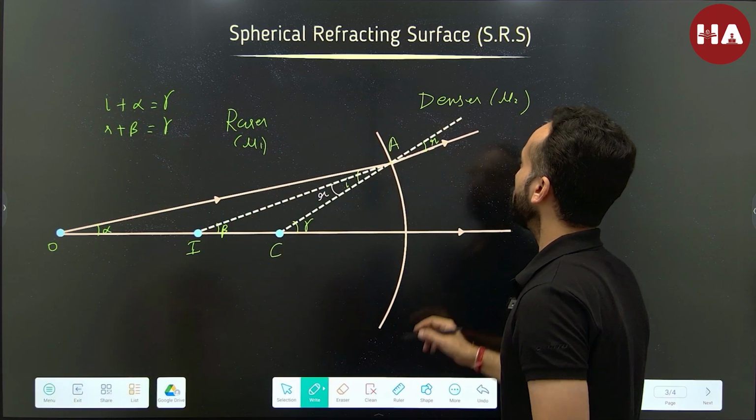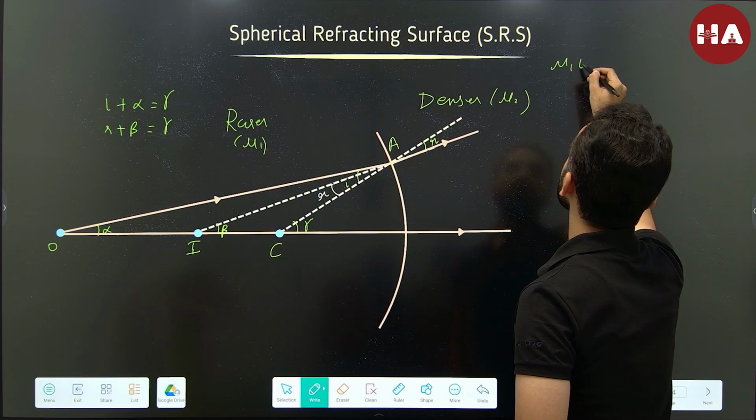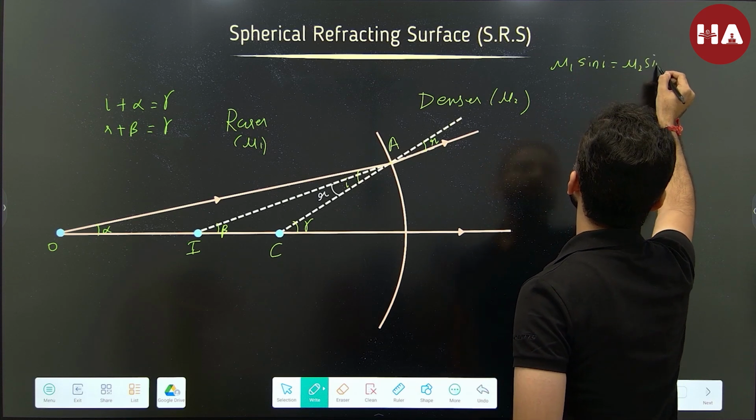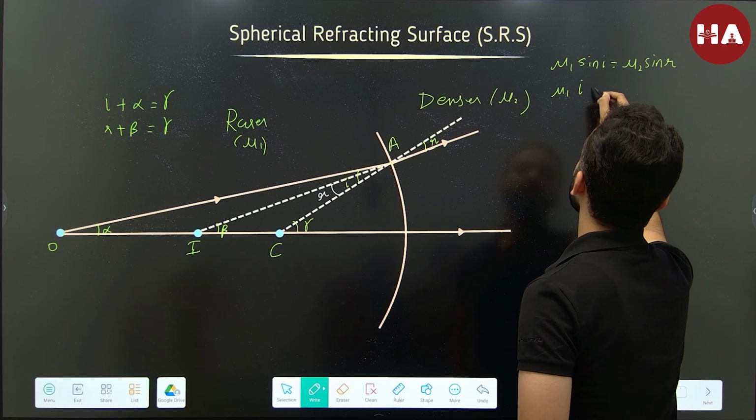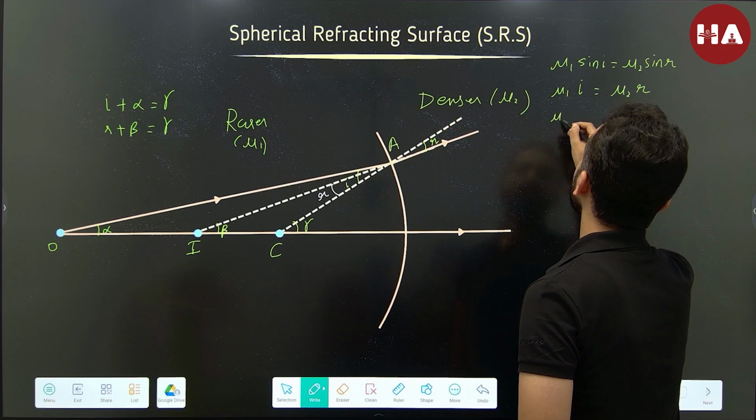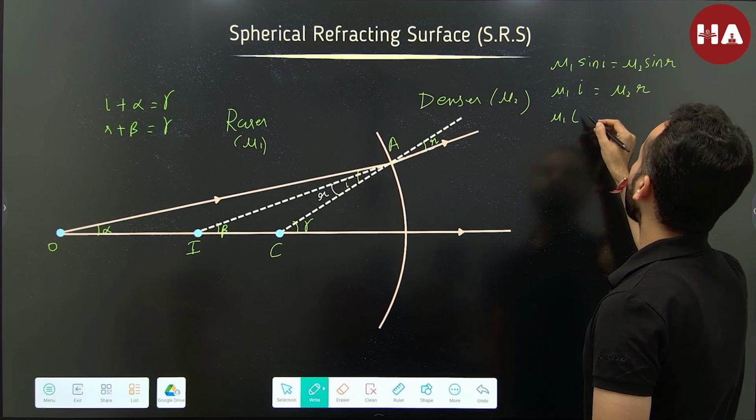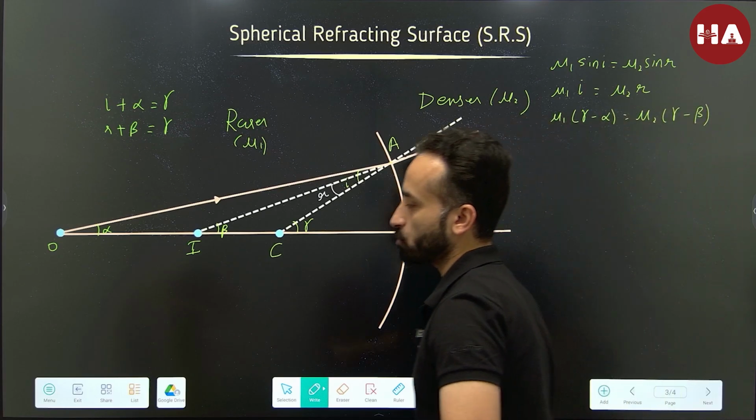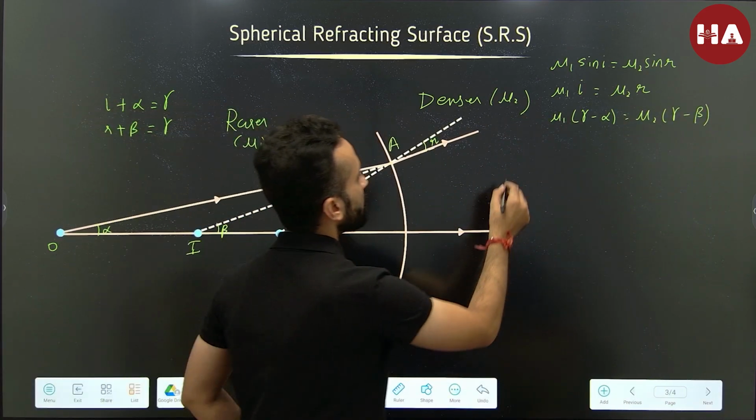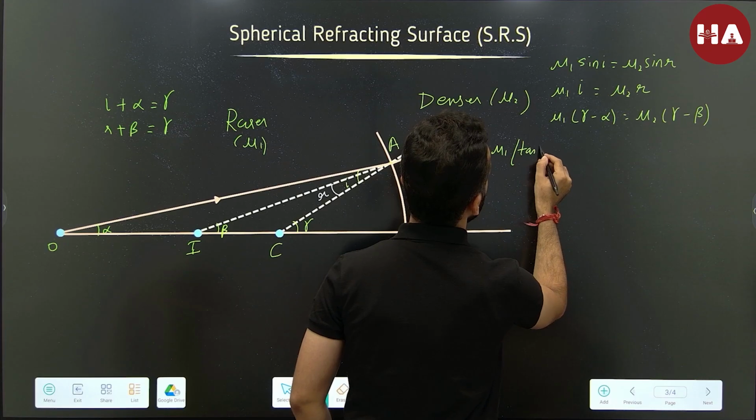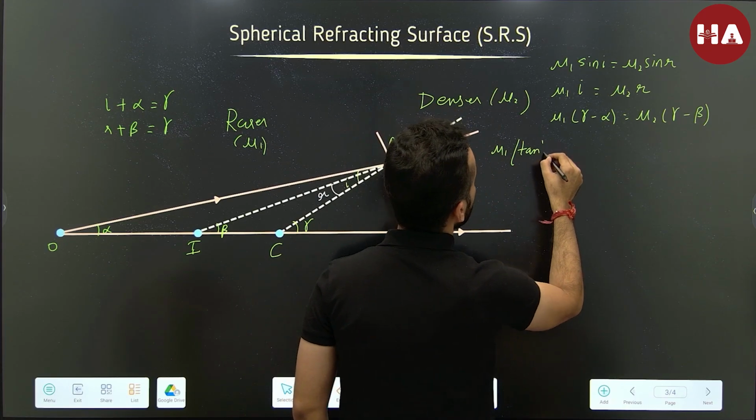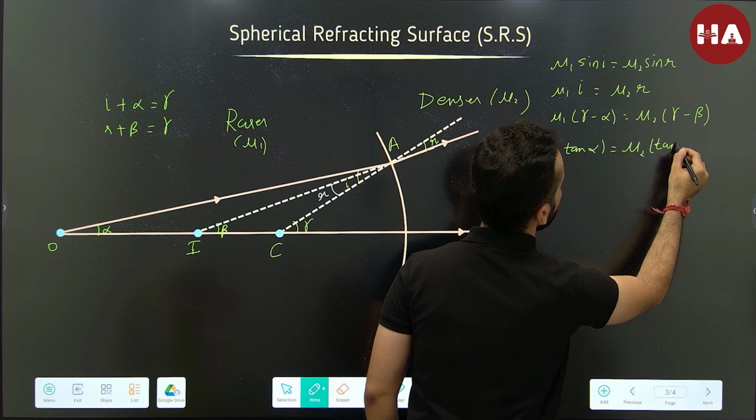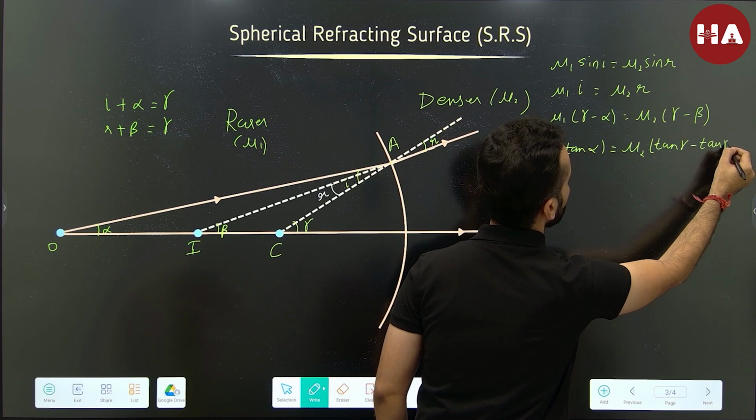All right. So now very quickly, Snell's law, mu1 sin I is equal to mu2 sin R, and then I can write sin I as I and sin R as R. Then I can write I as gamma minus alpha, R as gamma minus beta. So that's what I've done. I've written everything in terms of alpha, beta, gamma. The very next step you do understand, tan gamma minus tan alpha is equal to tan gamma minus tan beta. Okay.